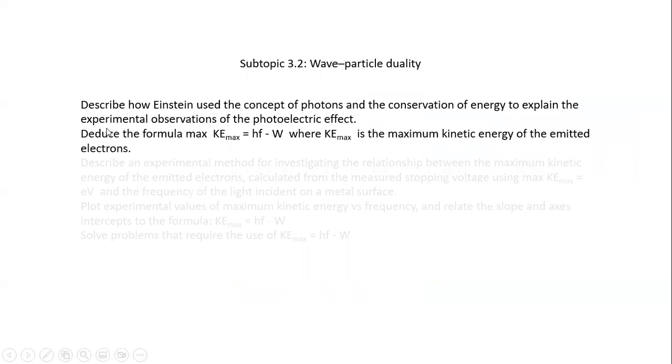Okay, next, let's describe how Einstein used the concept of photons and conservation of energy to explain the experimental observation of photoelectric effect and deduce the formula. This is known as Einstein's photoelectric equation, which describes Kmax equals hf minus W.